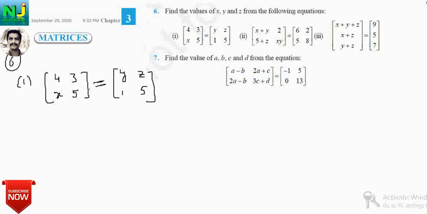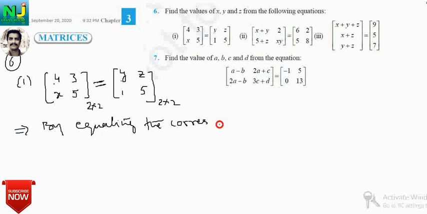According to the equality of the matrix the corresponding elements are the same. Look at here, this is a 2 cross 2 matrix, this is also a 2 cross 2 matrix. So the corresponding element a11 is this a11. So what is that? By equating the corresponding elements, you have to write down like that. So what happened by equating the corresponding elements?